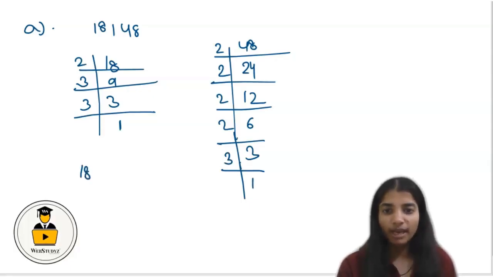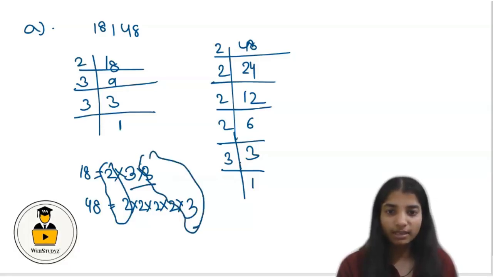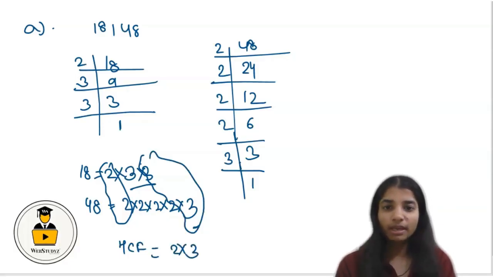So from here, 18 is equal to 2 multiplied by 3 multiplied by 3, and 48 is equal to 2 multiplied by 2 multiplied by 2 multiplied by 2 multiplied by 3. Look here, 2 is common in both. And there are two 3s in 18, but in 48 there is only one 3. So one 3 is common. So the HCF is the product of the common terms, that is 2 multiplied by 3, which is equal to 6. So 6 is the HCF, hence the answer to part A of the question.